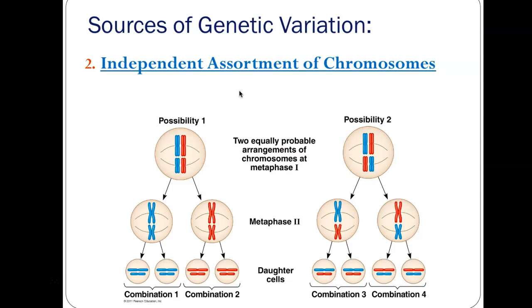And then you have this thing called independent assortment of chromosomes. Students kind of get confused on this. Remember I said homologous chromosomes pair up. In this picture you have all of the chromosomes from the father on the left side and all of the chromosomes from the mother on the right side. It's just as likely it could be this. It doesn't matter. It's just random chance that the chromosomes from the father end up on one side and the chromosomes from the mother end up on the other side.